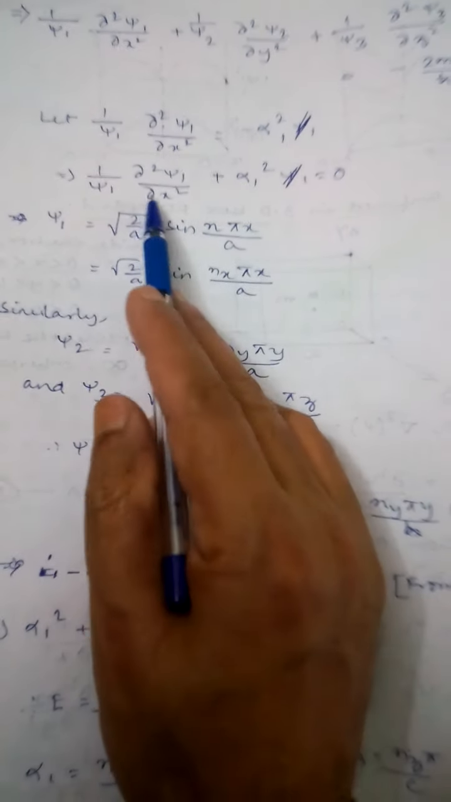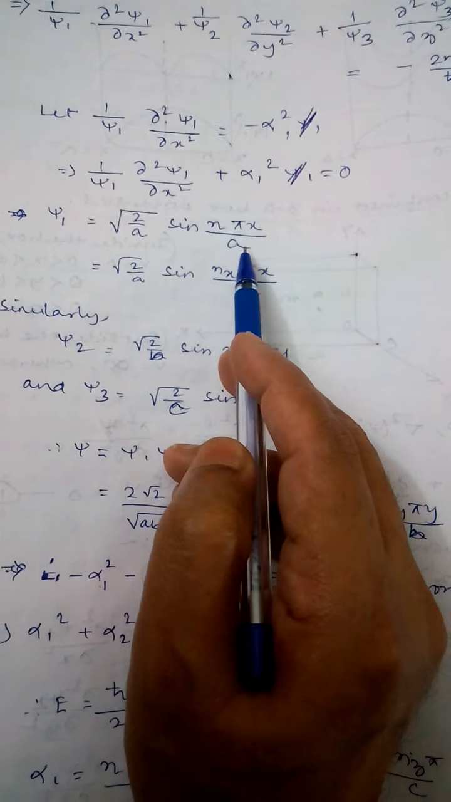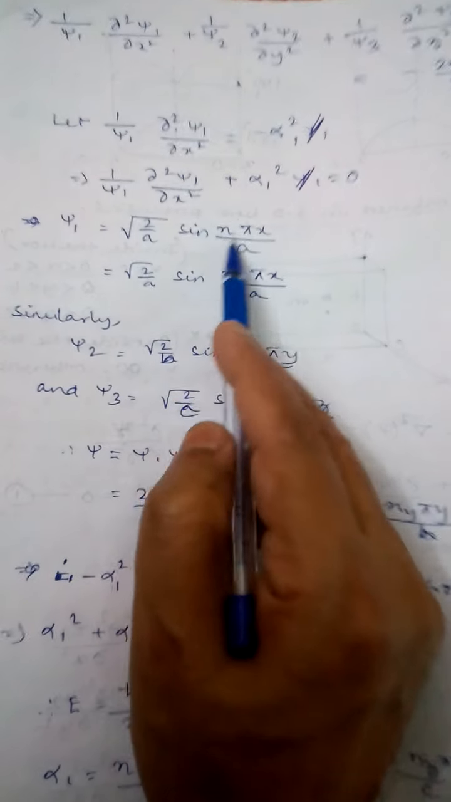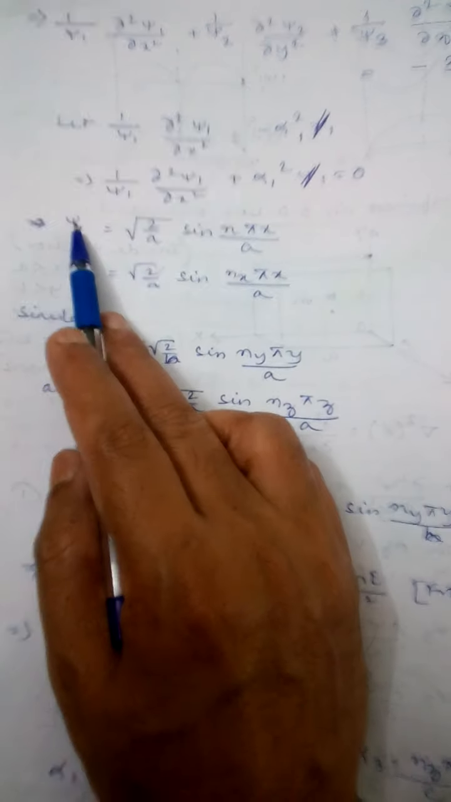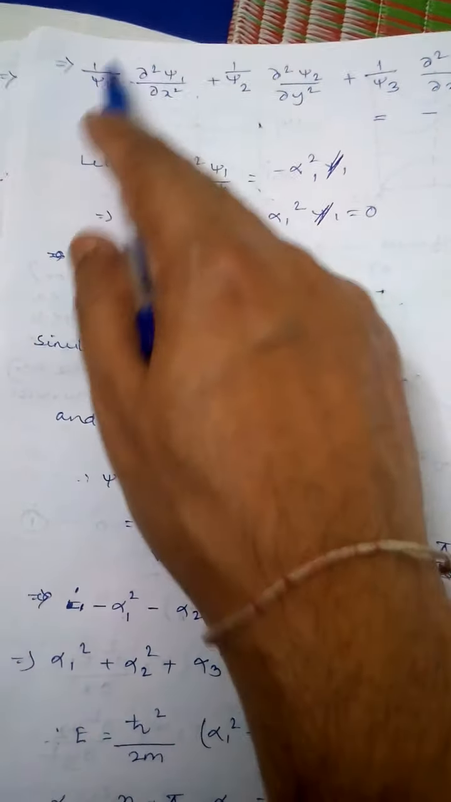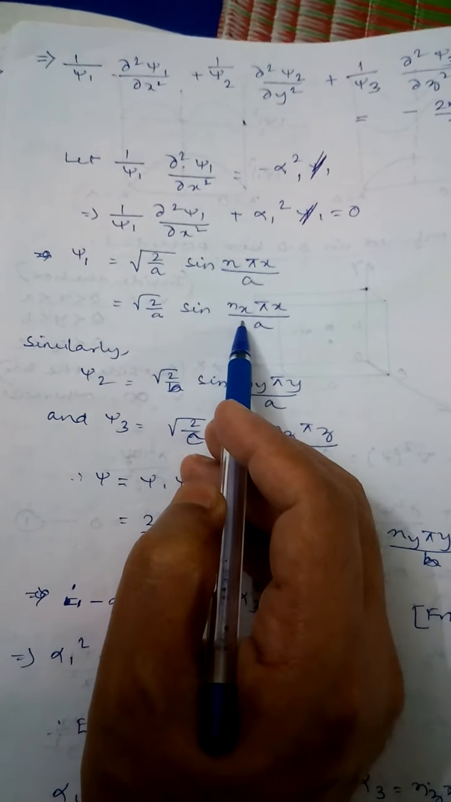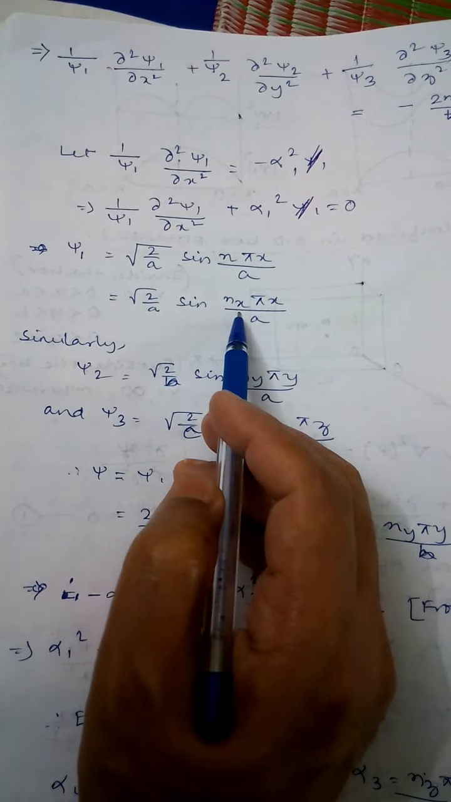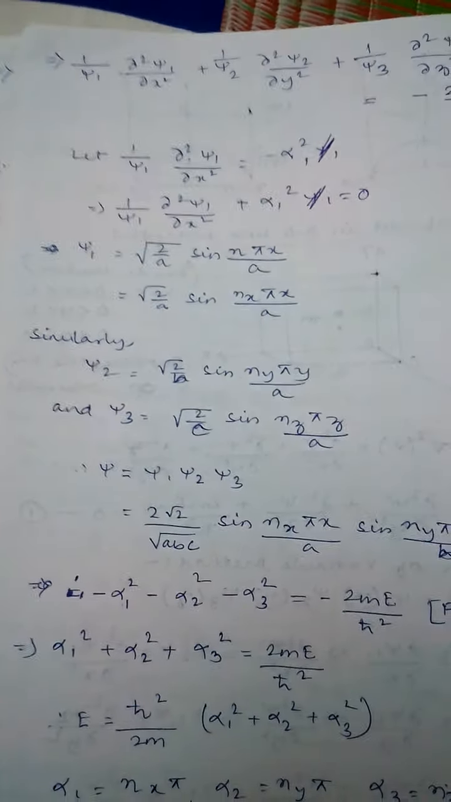So psi 1 equals root over 2 by a sine n pi x by a. It is already established earlier. Here x is the variable, and n is a quantum number. I will discuss it later. For the time being, just remember it is a quantum number. This is for the x component, psi 1, the variable involving x only. That's why it is better to write n suffix x, as the x component of n. So root over 2 by a sine of n x pi x by a, just like the one dimensional box potential problem.